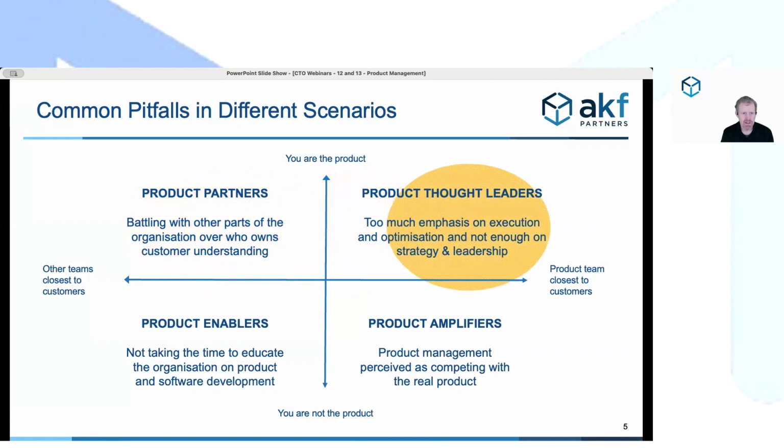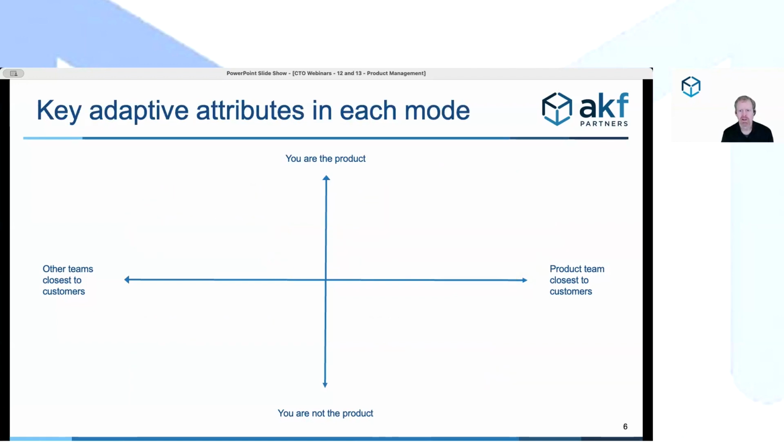In the top right, what we see is too much focus on execution and not enough on strategy and leadership to really focus on the market. They really just become feature factories, and that's what you want to avoid. So those are the pitfalls you want to avoid.